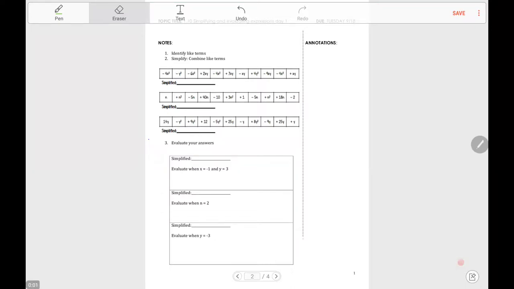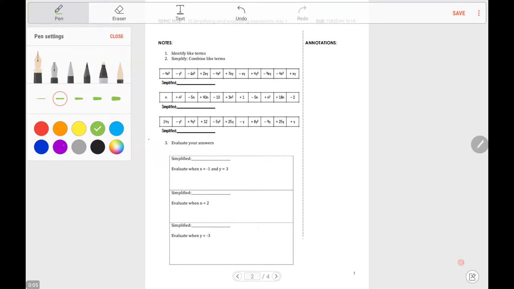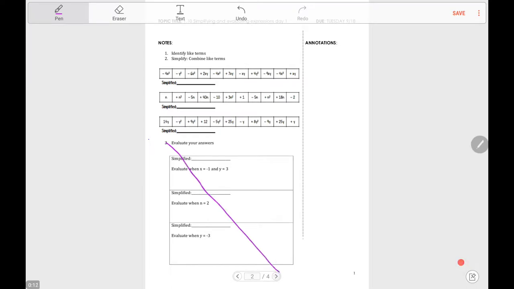Hi guys, so before we begin, I just want to make a few edits to this document. We're actually not going to do this section at the bottom that says evaluate. So this bottom half, we're actually going to put a big X through. We're not going to do that anymore, okay?